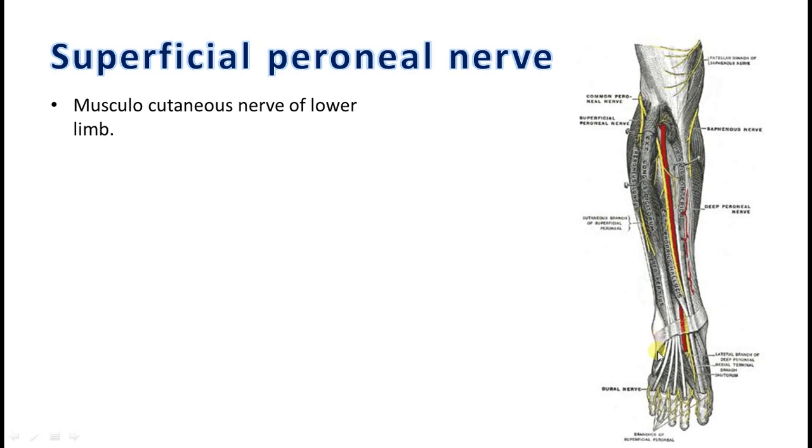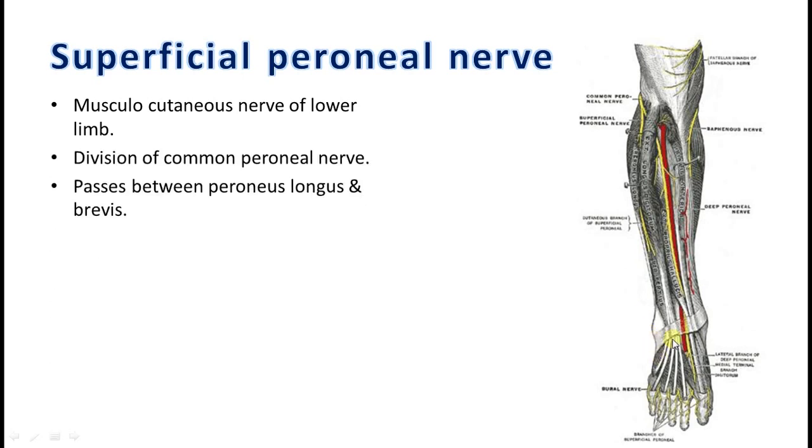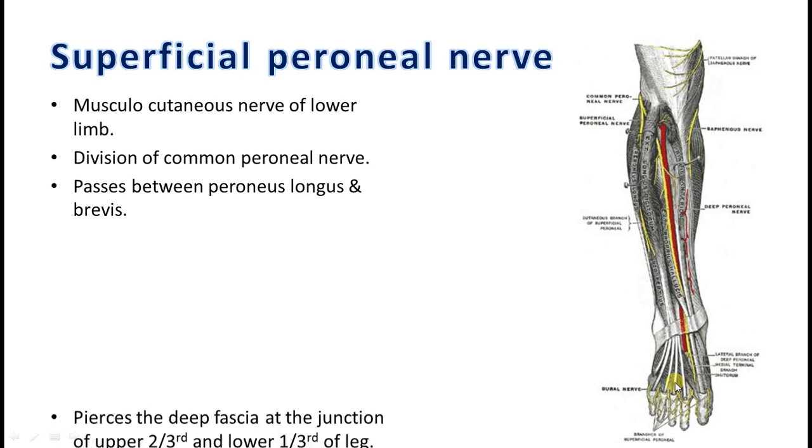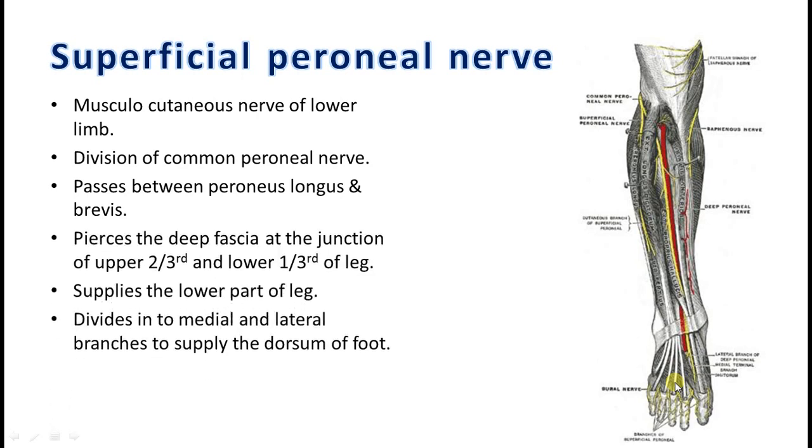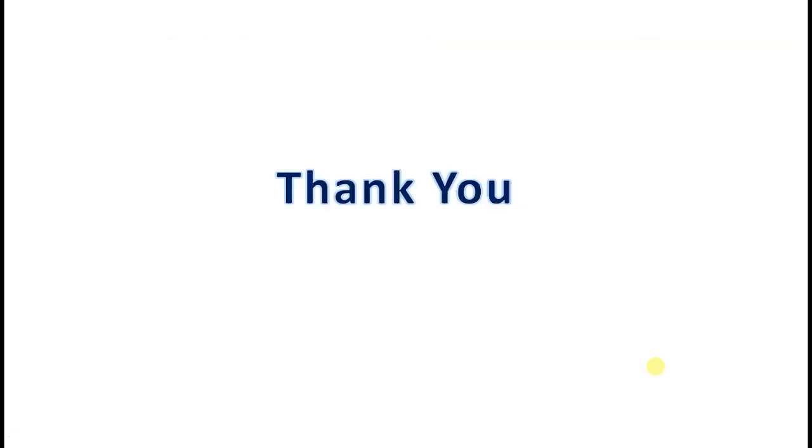And then in the dorsum of the foot it divides into medial and lateral terminal branches, and mainly it supplies the majority of the dorsum of the foot. Okay, the cutaneous innervation of the dorsum of the foot is by the superficial peroneal nerve after piercing the deep fascia. Okay, so that is about the peroneal compartment.